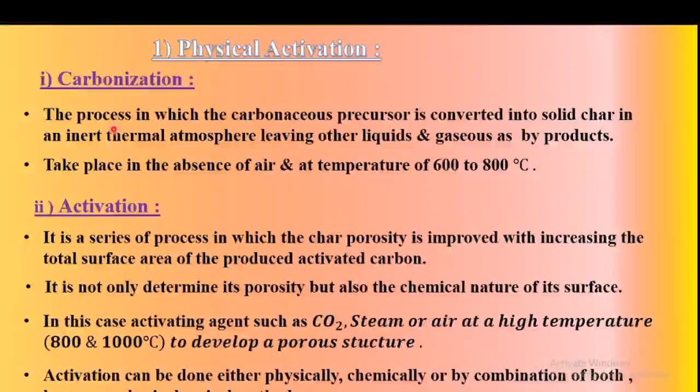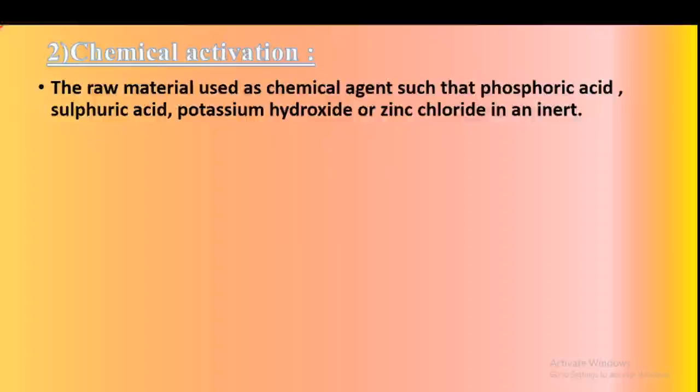So second is the chemical activation. What is chemical activation? The raw material is treated with a chemical agent. Therefore, the raw material used in this method is mixed with a chemical agent such as phosphoric acid, sulfuric acid, potassium hydroxide or zinc chloride in an inert atmosphere.